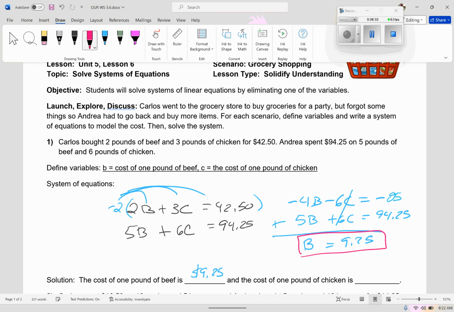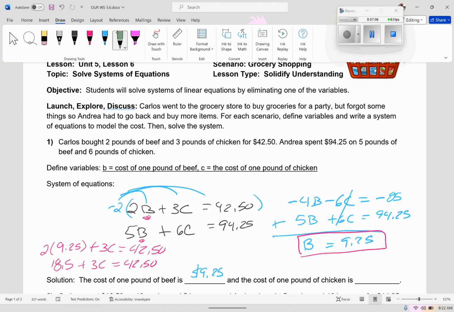I'm going to take this and plug it into either of the originals. Okay, so I'm going to use the top equation. I'm going to go 2 times 9.25 plus 3c equals 42.50. So 2 times 9.25 is 18.50 plus 3c equals 42.50.